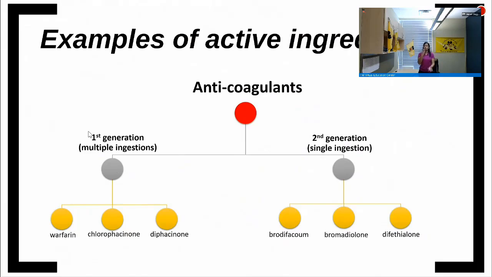So the rodents need to eat several times in order to reach the dose that will kill them, such as warfarin, chlorophacinone, diphacinone, coumatetralyl. And we have those of second generation that require a single ingestion: once the rodents went there and ate part of that bait, it will be enough to reach the dose necessary to kill it. So examples we have here, brodifacoum, bromadiolone, and difethialone.